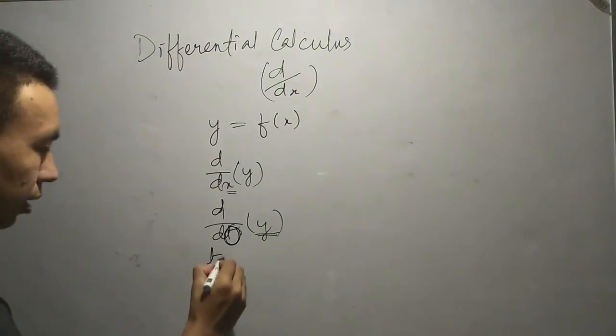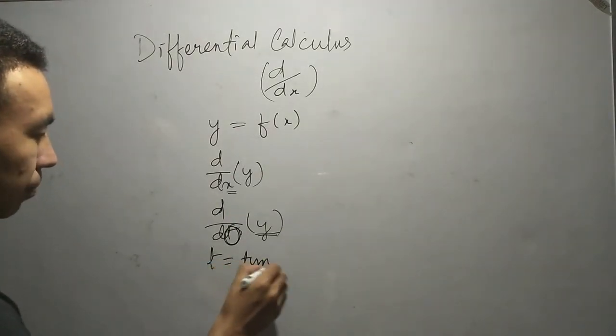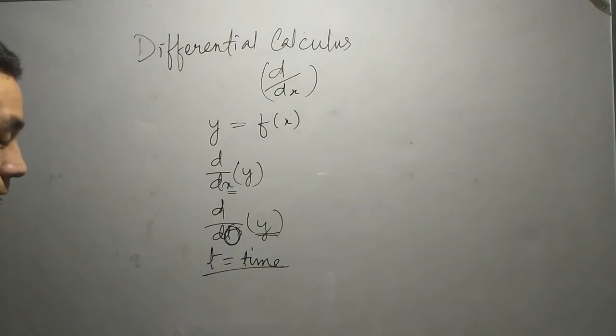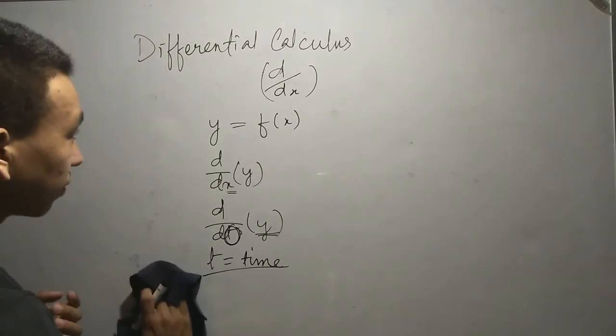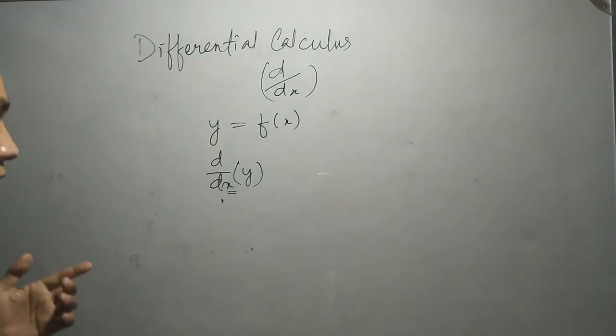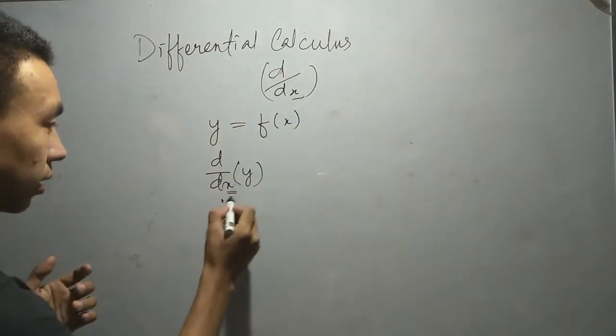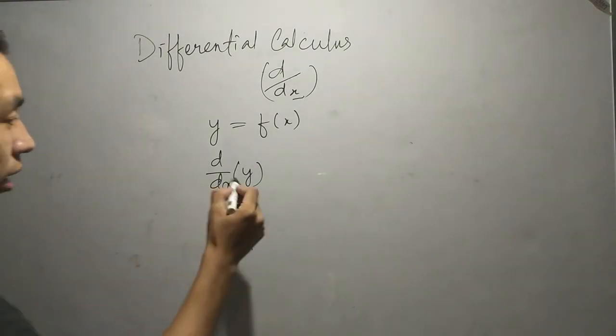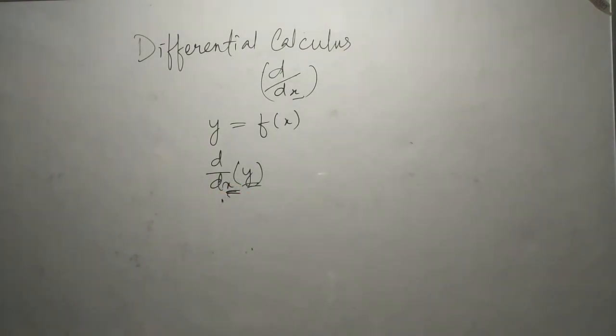Now usually t is time, and time is independent. Suppose we consider ourselves and the time: we are dependent on time, time is not dependent upon us. So in case of differentiation, the denominator is an independent variable and the numerator is a dependent variable.